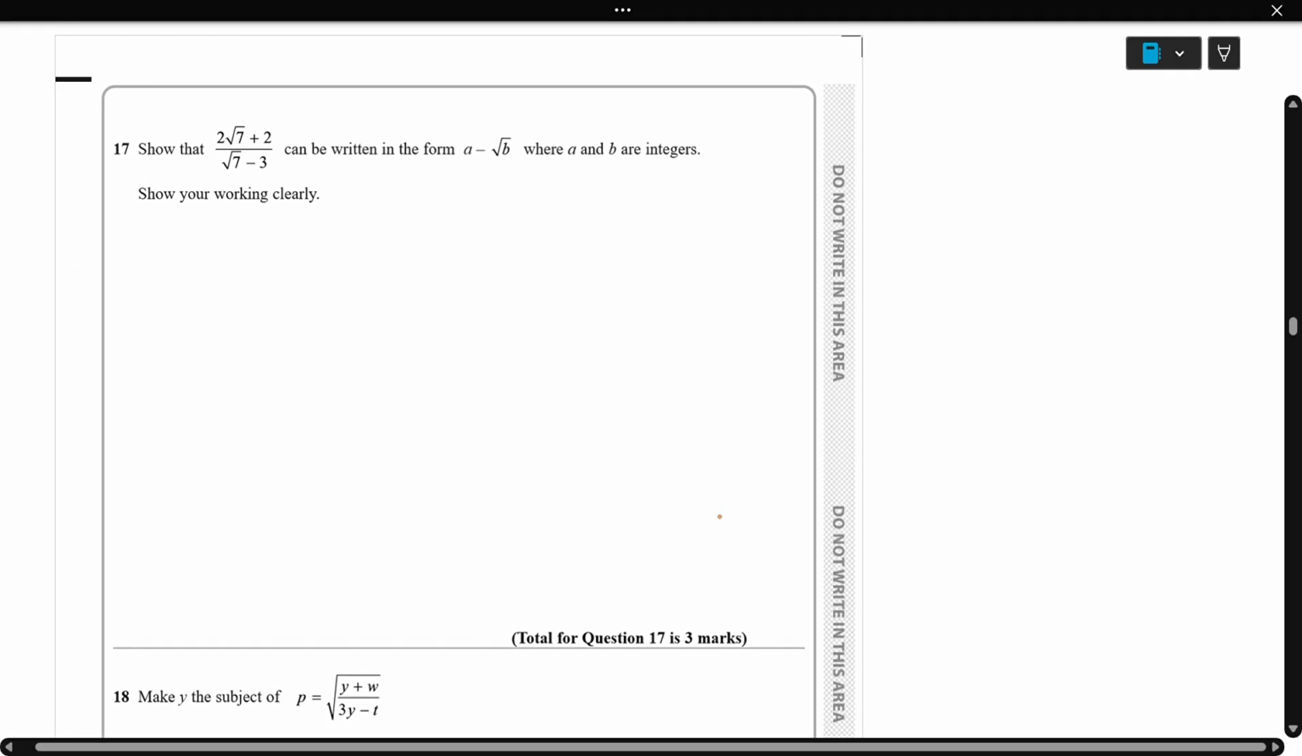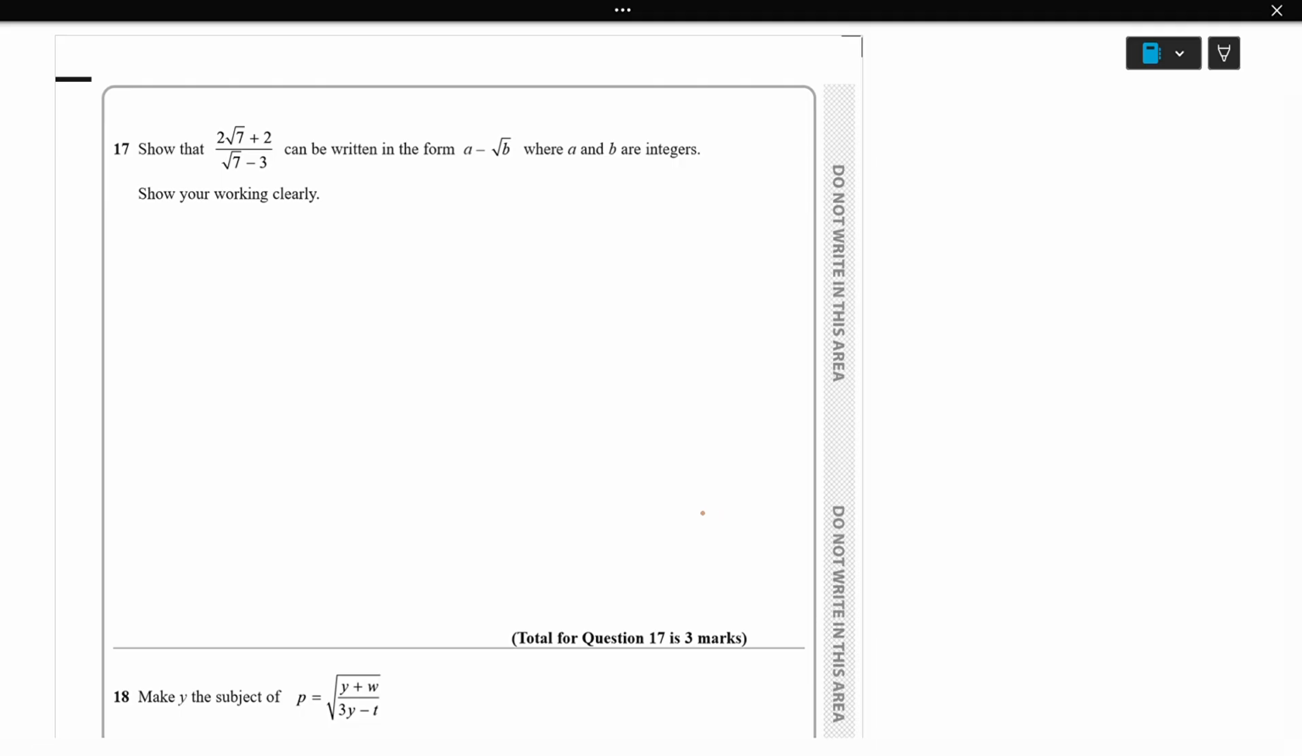Next, question 17. Show that (2 root 7 plus 2) over (root 7 minus 3) can be written in the form a minus root b. So show your working clearly. We'll take the negative sign in the denominator, so we'll multiply numerator and denominator by root 7 plus 3.